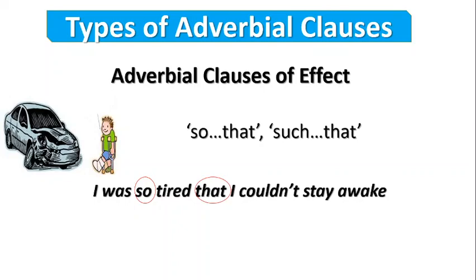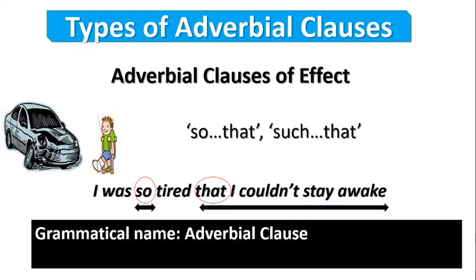So let's proceed. Having identified the subordinate conjunctions, what then is the subordinate clause? You could see that if we take this out, we'll have I was tired, full stop. That is the main clause. Therefore, the remaining part of the sentence, so that I couldn't stay awake, remains the subordinate clause. It is tied to the degree of something.